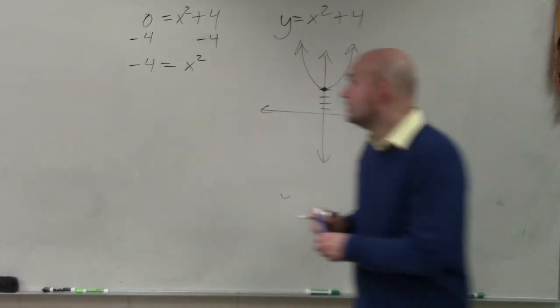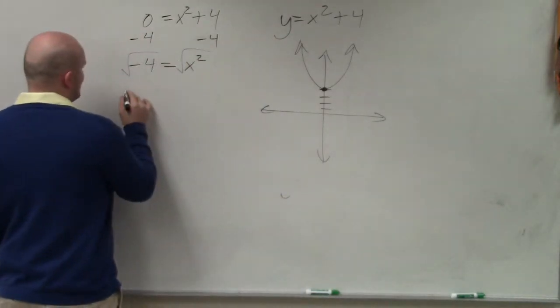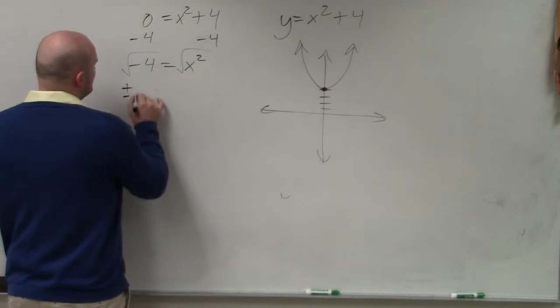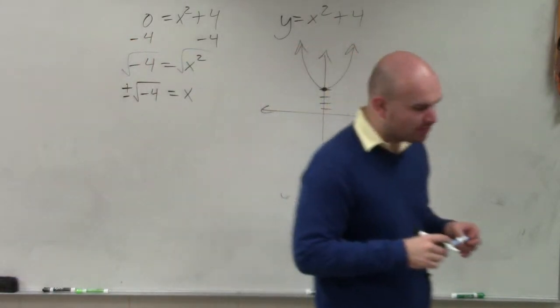Now, to solve for x, I need to take the square root of both sides, and therefore I have plus or minus the square root of negative 4 equals x. Now, here's where we come into our problem.